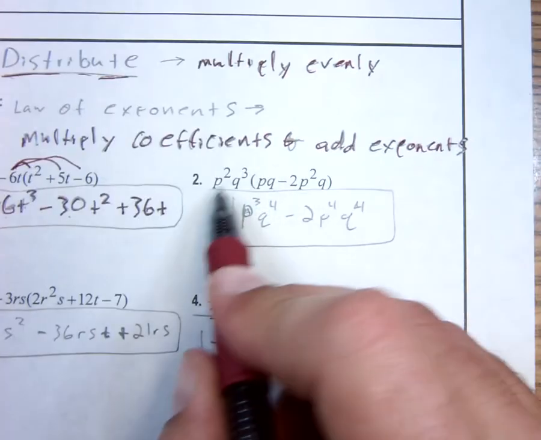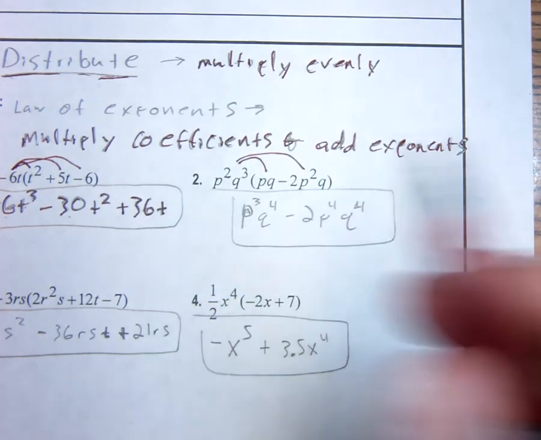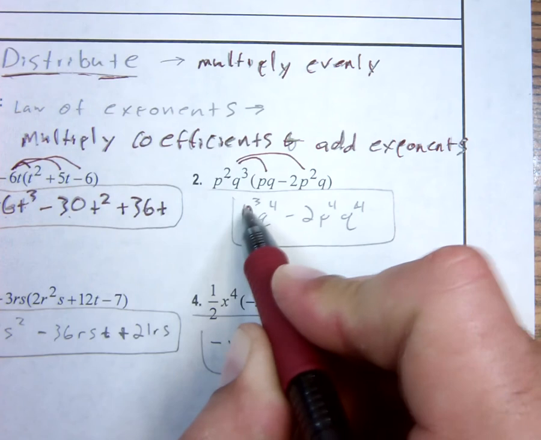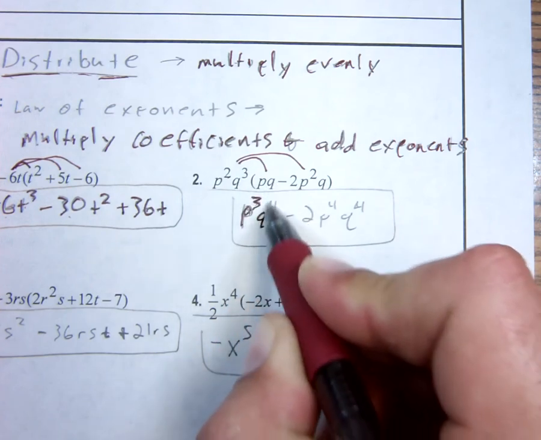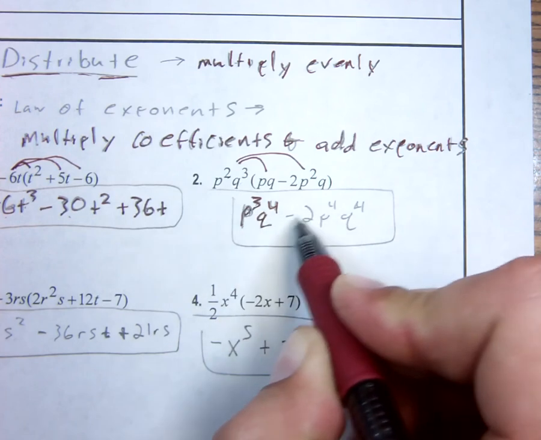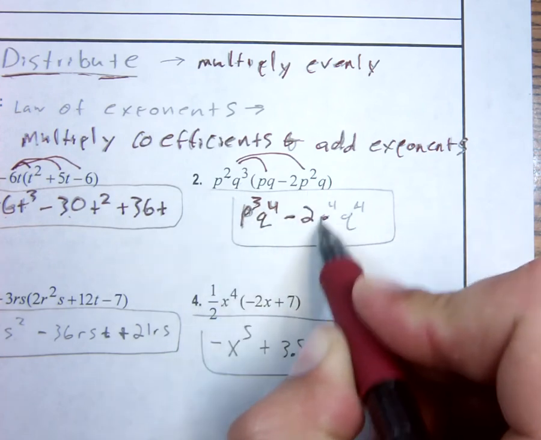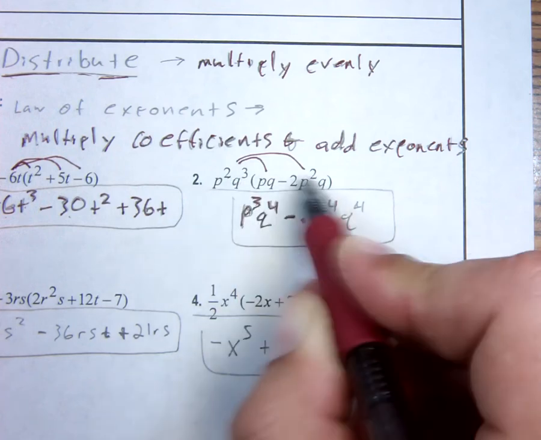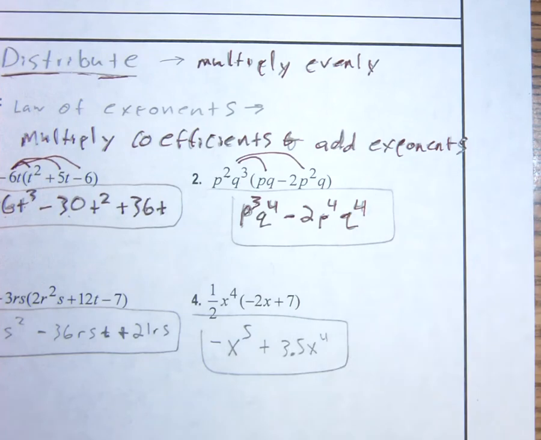Next problem, number 2. Again, same thing. We're going to distribute this times this times this. So here we go. You got p to the third, you have q to the third 1. So that's going to be q to the fourth because we're multiplying. And this is going to be minus the 2 is out. That's the coefficient out in front. We got p to the fourth, 2 plus 2, and then we got q to the fourth, 3 plus 1.